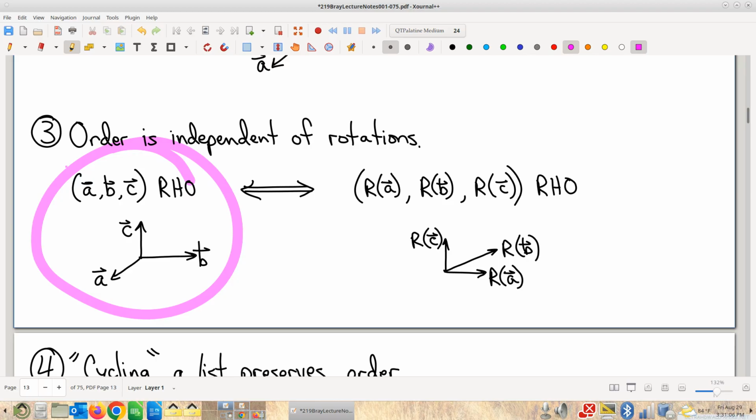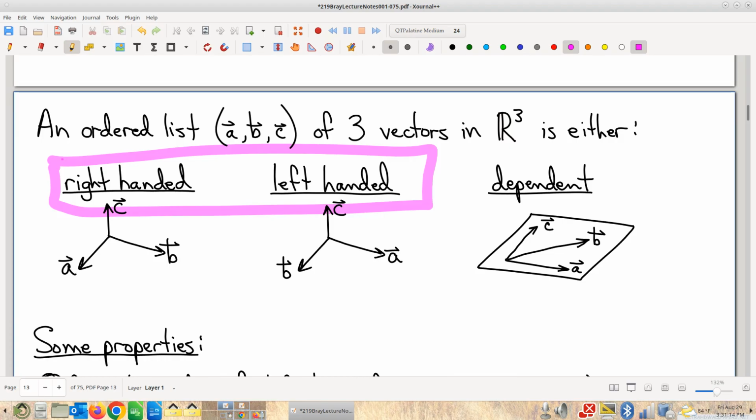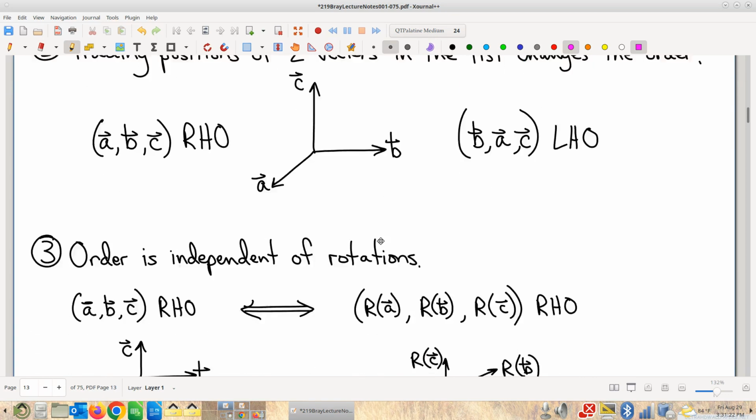All right. So I think a great way to think about right-hand order and left-hand order is that these are three-dimensional versions of clockwise, counterclockwise. I think it's a great way to think about it. Okay, I am going to throw in a fourth property.